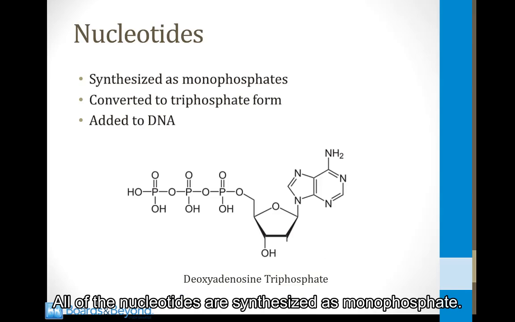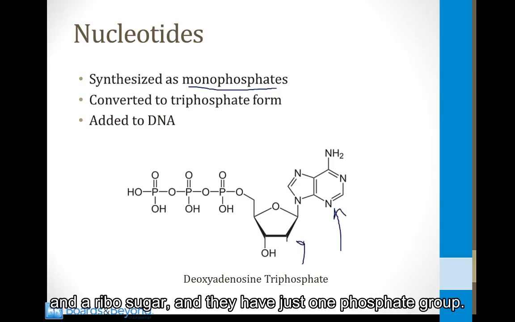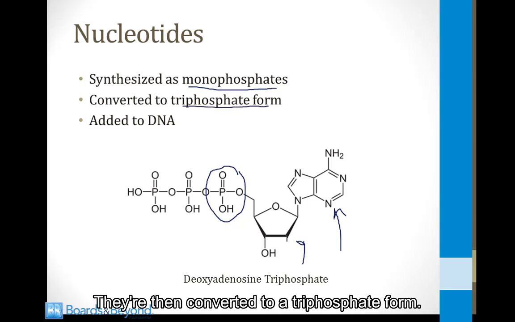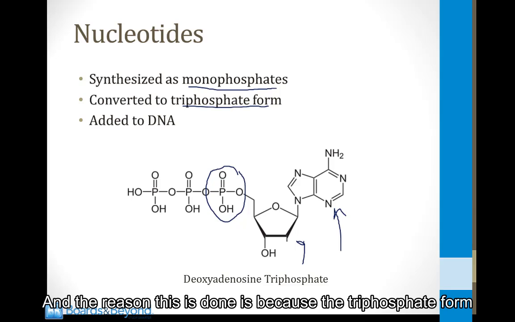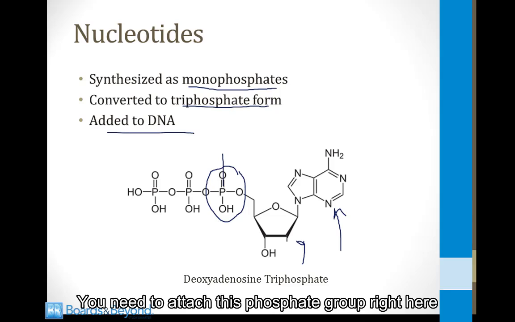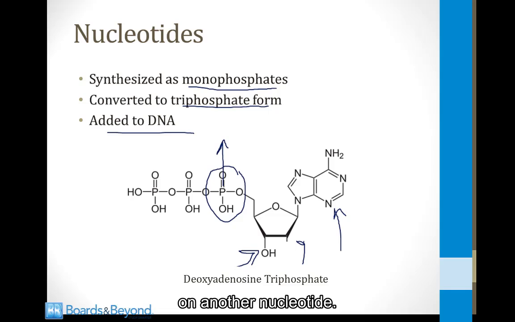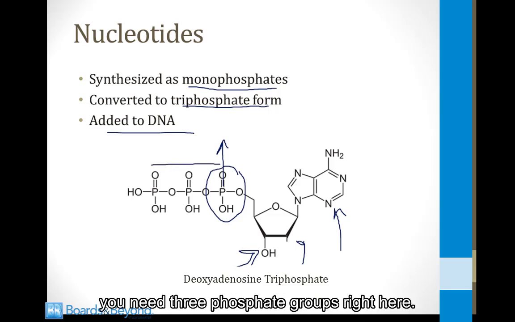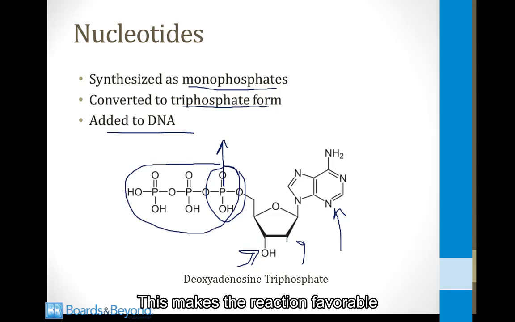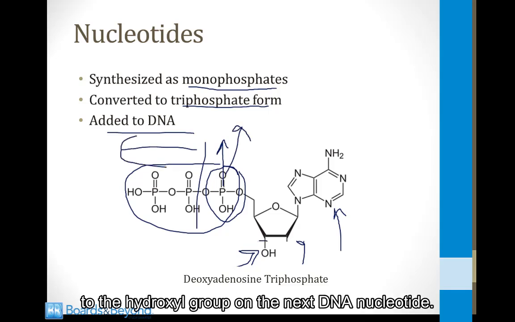All of the nucleotides are synthesized as monophosphates. This means they have a base, like I've shown here, and a ribose sugar, and they have just one phosphate group. They are then converted to a triphosphate form. The reason this is done is because the triphosphate form is the form that can be incorporated into DNA. You need to attach this phosphate group right here to a hydroxyl group on another DNA monomer, on another nucleotide. In order to do that, you need 3 phosphate groups right here. This makes the reaction favorable so that these 2 can be cleaved off, and this one right here can attach to the hydroxyl group on the next DNA nucleotide.